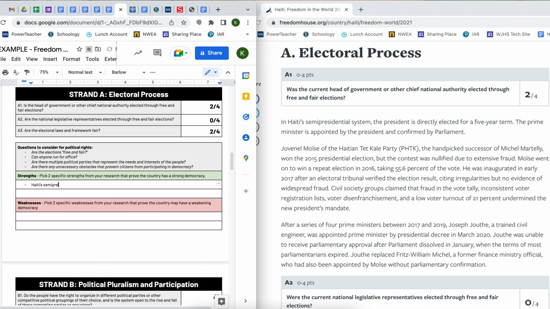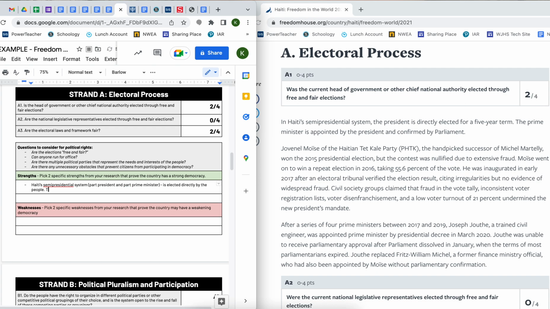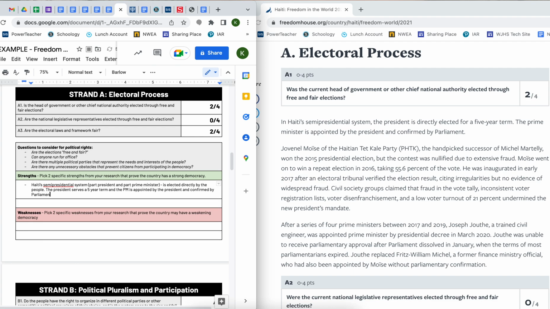Haiti's semi-presidential system, which means that it is part president and part prime minister, is elected directly by the people. That is what that means. The president serves a 5-year term, and the prime minister is appointed by the president and confirmed by parliament. Parliament is sort of like Congress, if you're wondering, just a different sort of version of it around the world. So that's a strength, okay?